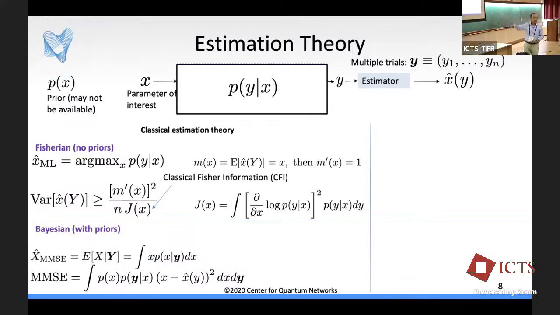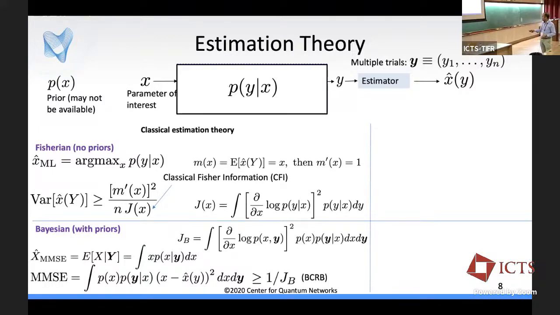Now, even for classical estimation theory, this thing is actually not easy to calculate for all values of P of Y given X. This estimator can also get very complicated to calculate. So people came up with bounds to this. I mean, there are many, many bounds to this MMSE. There's the Van Trees bound, there's the Ziv-Zakai bound, there are many different bounds.